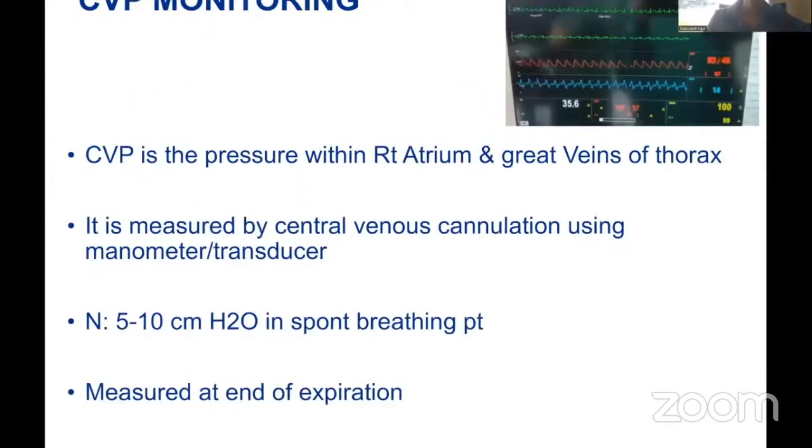Coming to the next portion, that is the CVP monitoring. CVP gives us a representation of right atrial pressure and or the venous return to the heart, essentially the preload. One of the lumens of central line can be used to get CVP, and in a normally, spontaneously breathing patient, it's around 5 to 10 centimeter of water, and it rises by 3 to 5 centimeter during mechanical ventilation. And whenever you do CVP monitoring, it's done at the end of the expiration.